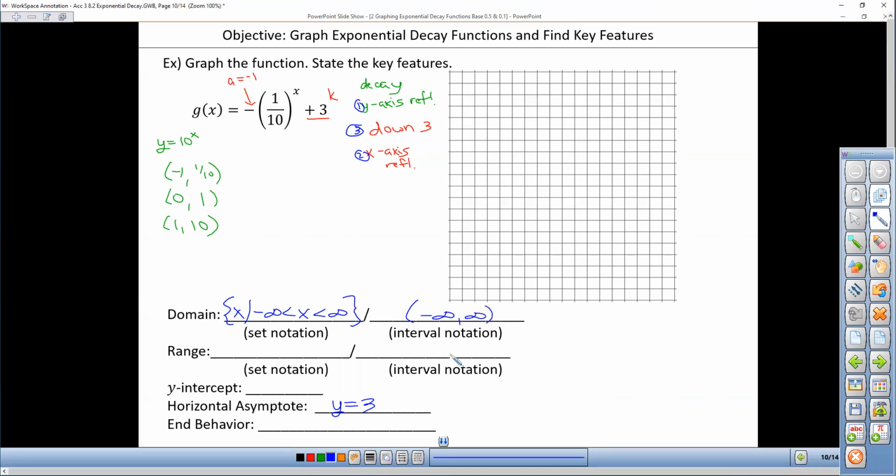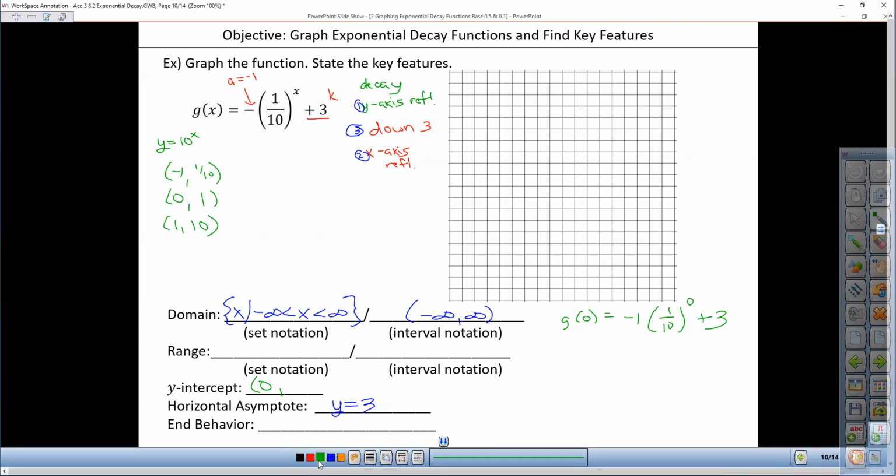And our y-intercept. The y-intercept would be where x is 0, so we're looking at g of 0. So we have -1 times 1/10 to the 0 power plus 3. Again, exponent properties at work here, knowing that anything to the 0 power is 1. 1 times this -1 gives us -1, and then adding that to the 3 gives us a y value of 2. So our y-intercept is (0, 2). All right, we'll leave range and end behavior till after the graph.